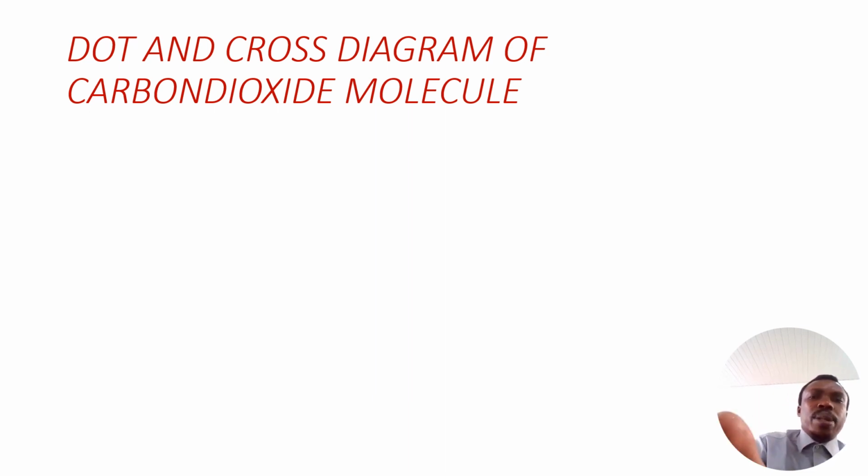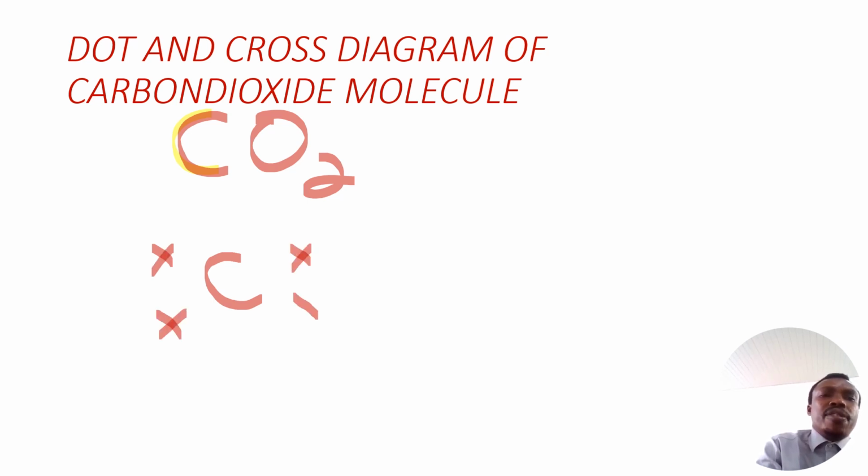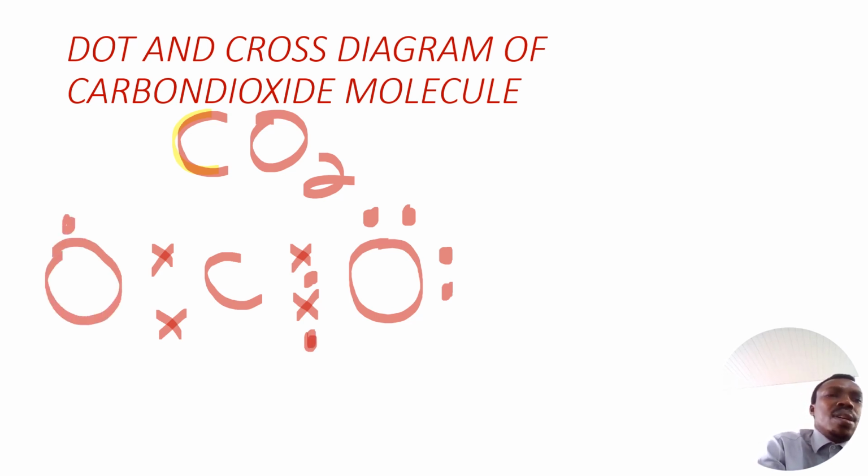So this is carbon dioxide, which is CO2. So if you look, carbon is the central atom. Carbon has 4 electrons in the outermost shell. So we have 1, 2, then 3 and 4. Then oxygen has 6 electrons in the outermost shell. So we are using dot for oxygen. So you have 1, 2, 3, 4, 5, and 6. Then the other oxygen will come with its own 1, 2, 3, 4, 5, and 6.